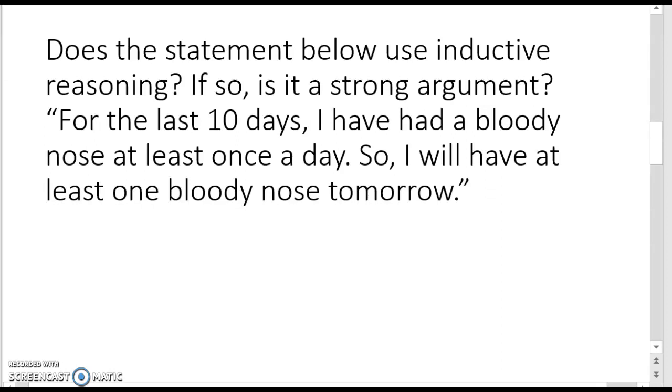Now, is that using inductive reasoning? Yes, you can argue that, yes, this is using inductive reasoning. There has been a pattern for the last 10 days. We're not talking about 1 day, 2 days. We're talking about 10 days in a row. I have had at least one bloody nose a day. So it's reasonable to think that tomorrow that pattern is going to continue and I'm going to have at least one bloody nose. So is that using inductive reasoning? I would say that answer is yes. We've seen a pattern. We expect that pattern to continue.